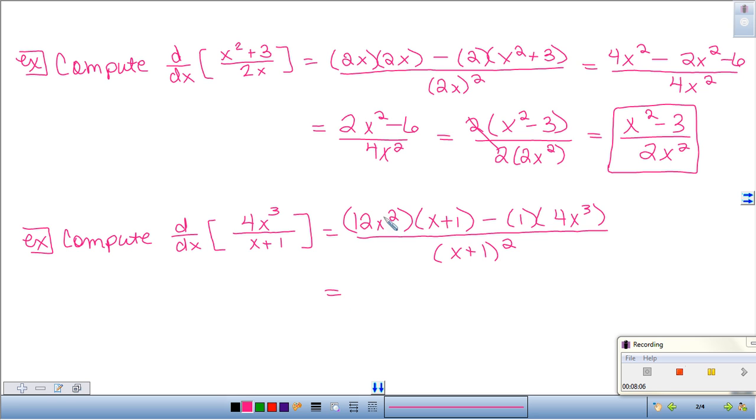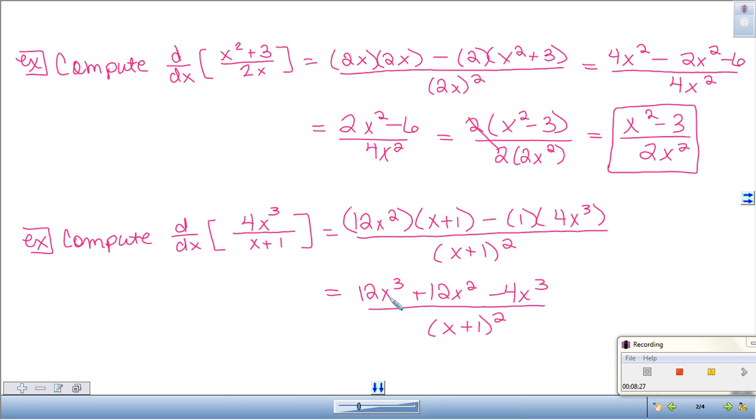Cleaning things up a little bit, I'm going to distribute in the top to get 12x cubed plus 12x squared. Distribute here, that'll be minus 4x cubed. All divided by the bottom squared. I don't think it's worth my while to multiply that out. I don't think anything's going to cancel, so I'm just going to leave it like this.